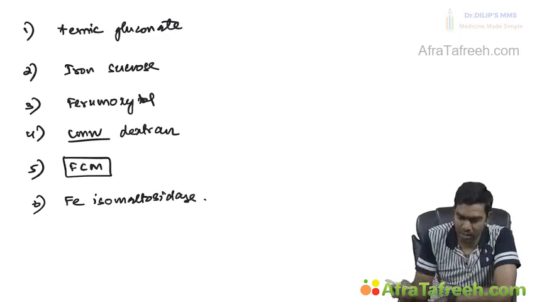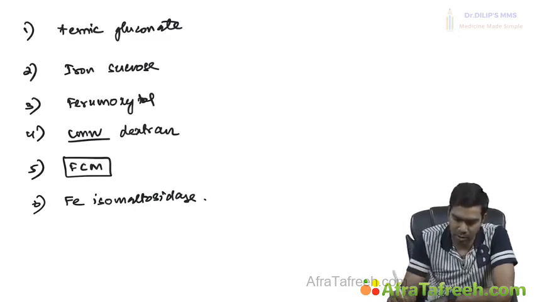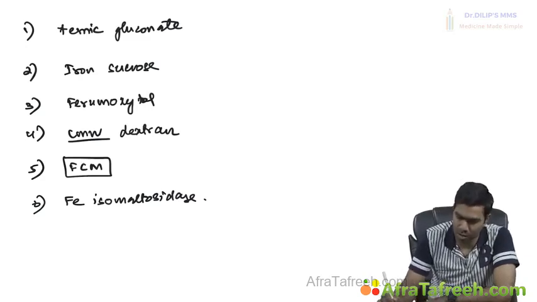There could be a question on this. This is the one that has the highest molecular weight. To be honest, among all the preparations, iron isomaltoside is the one that has the highest molecular weight among all the compounds.